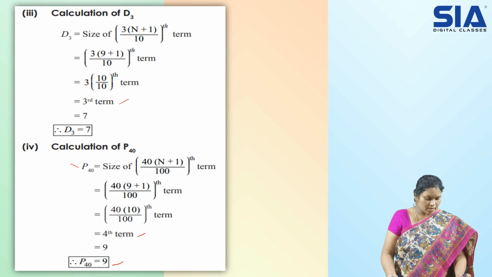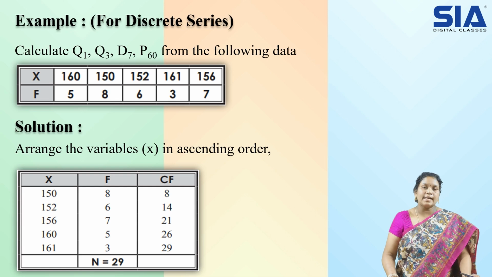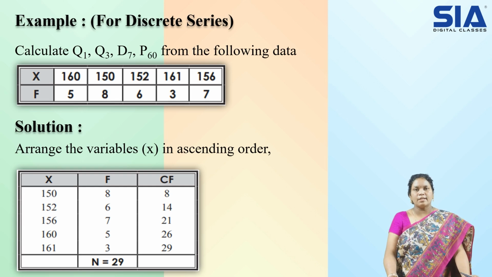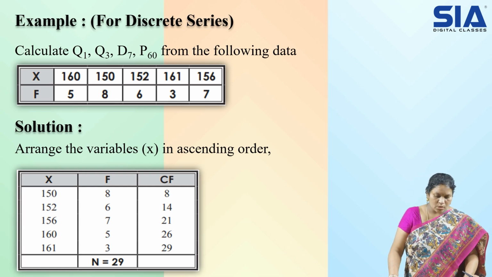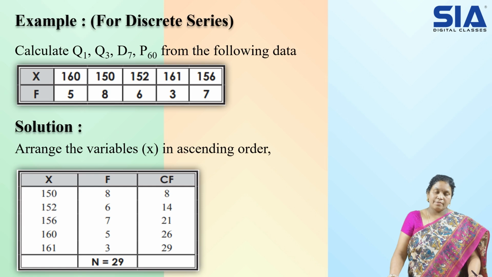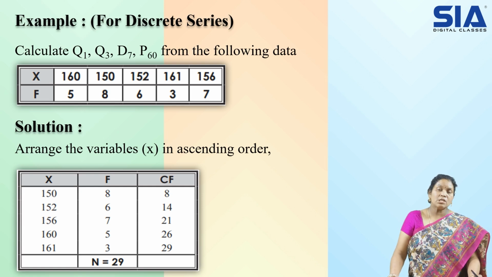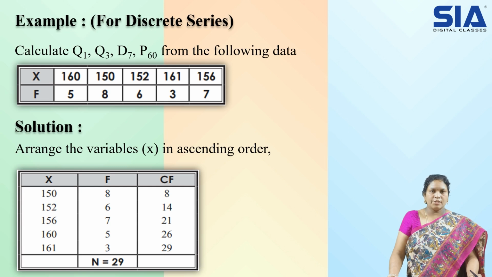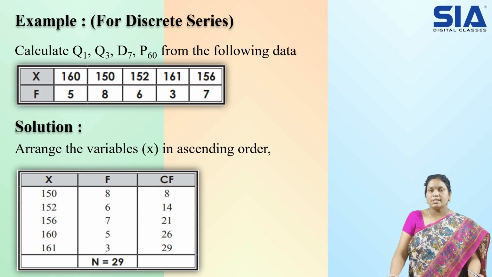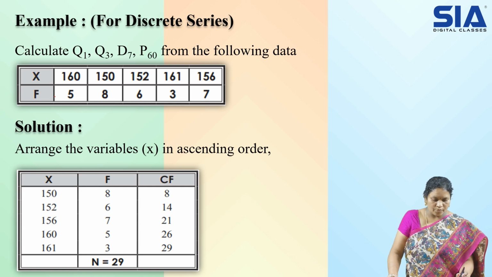Okay, now let us go for discrete data. How to deal with a discrete series whenever we want to calculate quartiles, deciles and percentiles. Let us check it out through an example. So here, calculate Q1, Q3, D7, P60 from the following data. So some data we got, X values and F values. F is nothing but frequency. So whenever frequency comes with the general data, that becomes a discrete series. We discussed in Unit-1, right? So that's how we'll go for discrete series.